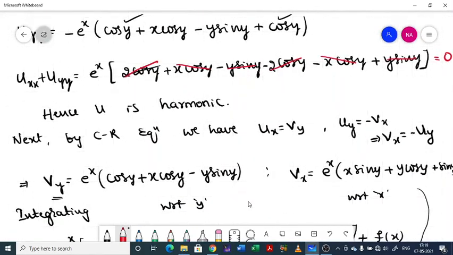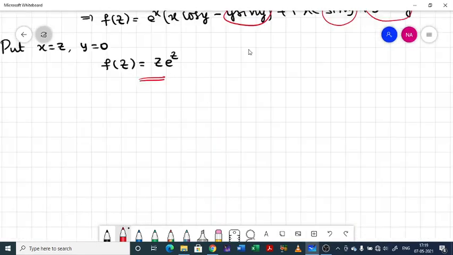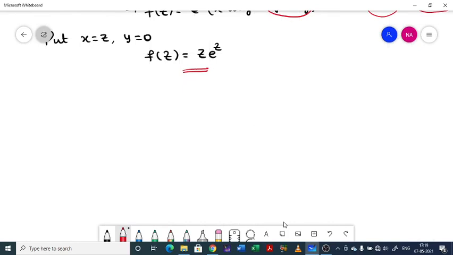Yes. Next, let us discuss one more. Problem D. u equal to x square plus 4x minus y square plus 2y. Solution.